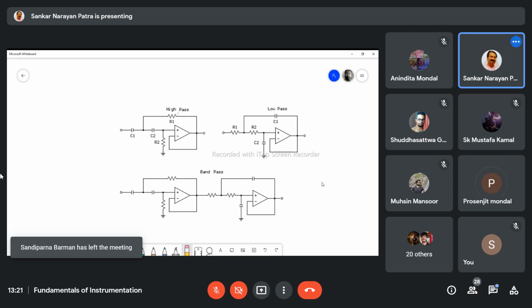Can you see a high pass filter, low pass filter, band pass filter? What can you understand? Which part is low pass here? Which part is high pass here?